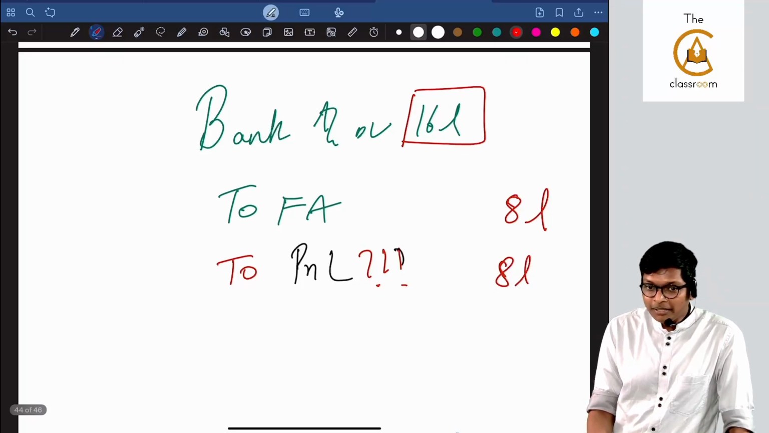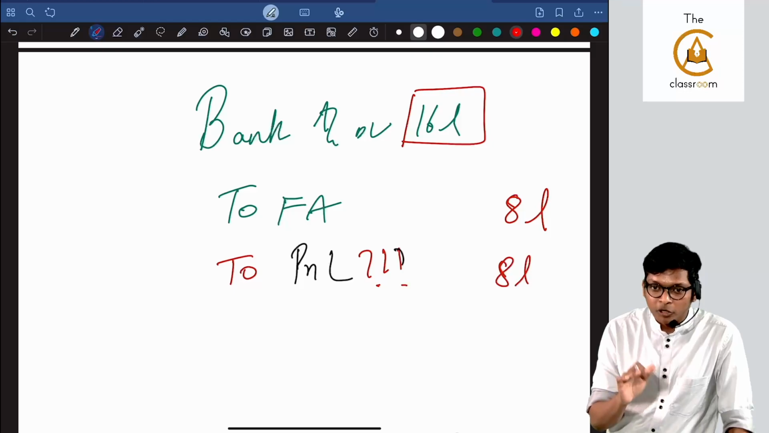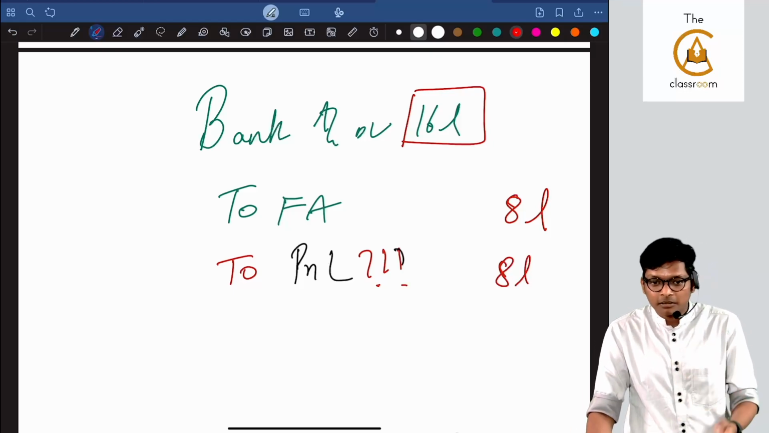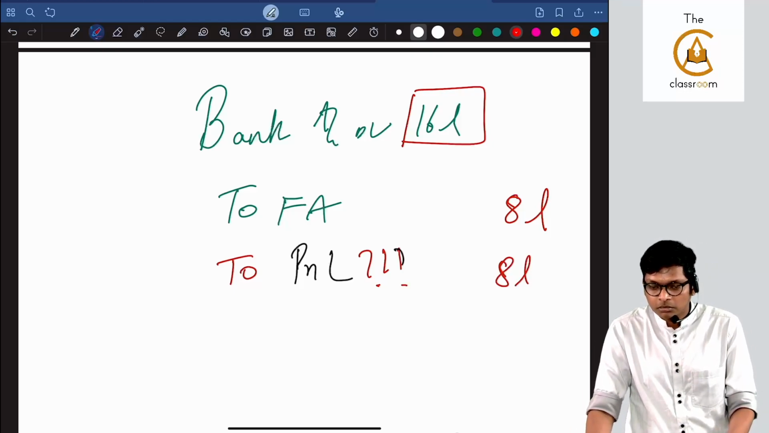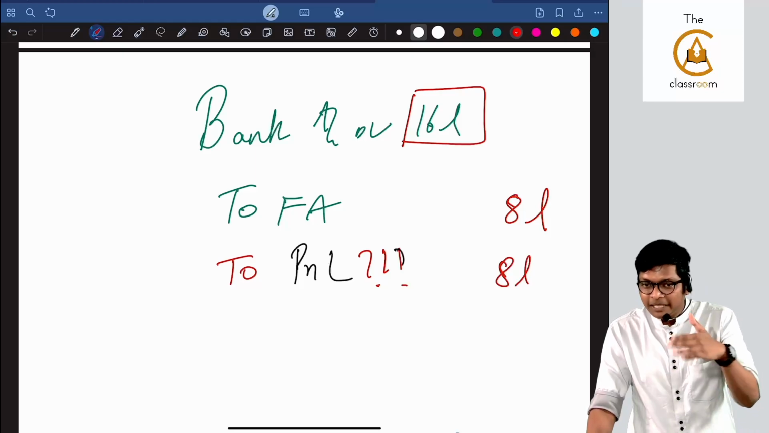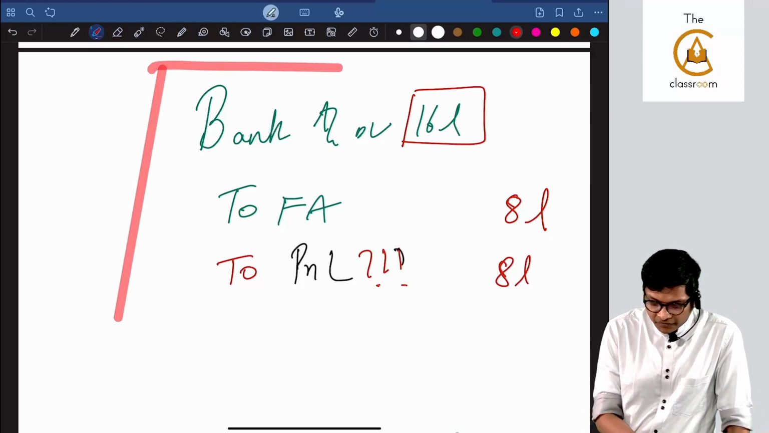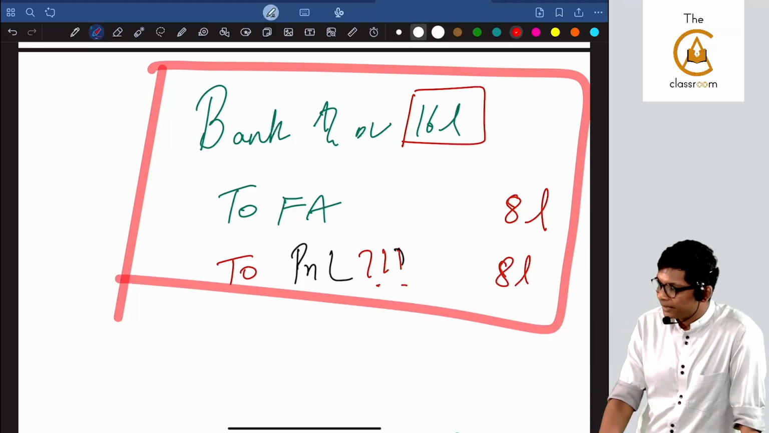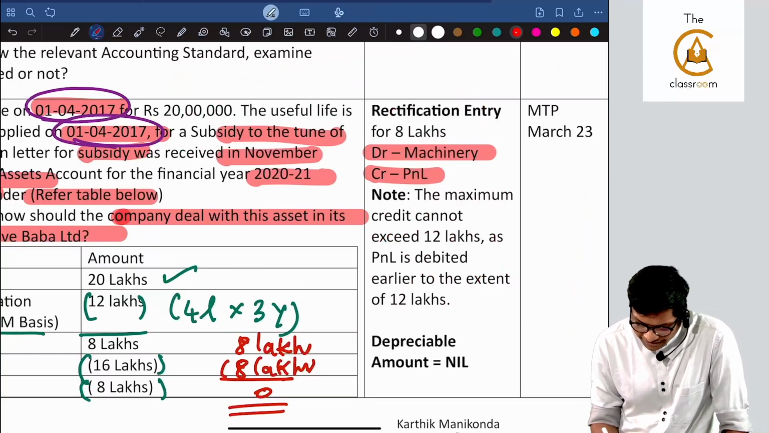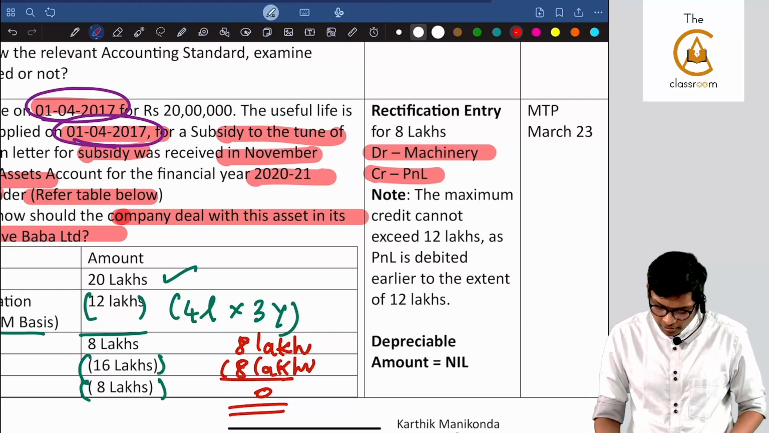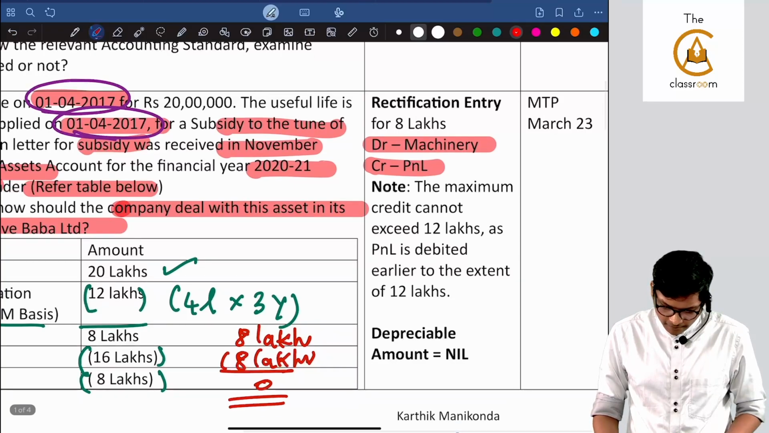No, in the non-depreciable asset method, we don't even charge depreciation. So, in the problem, correct, and we keep transferring it over there. Yes, okay. So, this is the rectification entry, guys. Are you clear, guys? Make a note of this. This you have to strike it. I don't know, a rectification entry for 8 lakhs.